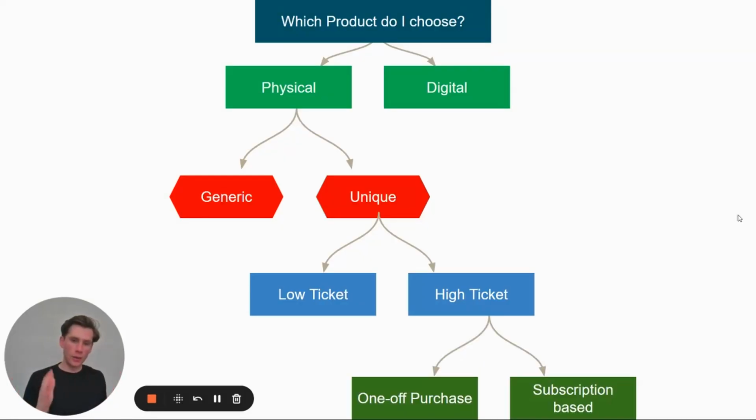Finally, within the high ticket option, let's just assume you go with that, you can do a one-off purchase type of product or a subscription-based product, right? So that's kind of where this decision tree ends. To keep it relatively simple, I think you should make a decision based on this. For example, maybe use this as a framework to just kind of test some of the thoughts you already had.